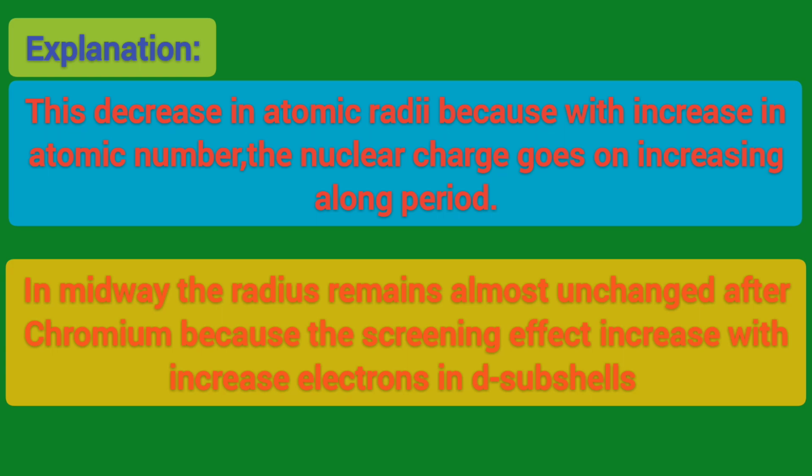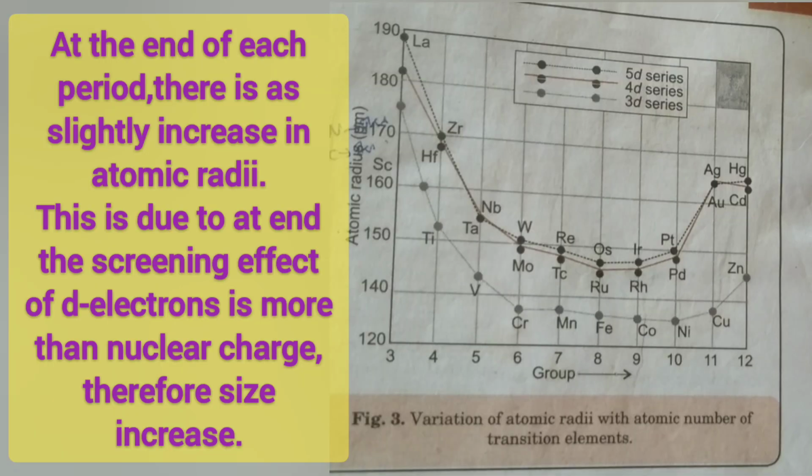Therefore, in midway the atomic radius remains unchanged, but at the end of the series the atomic radius of the atom increases, because at the end of the series the electrons in the d subshell are more, and therefore the screening effect is more. Therefore the size of the atom increases, and zinc, cadmium and mercury have a larger size.